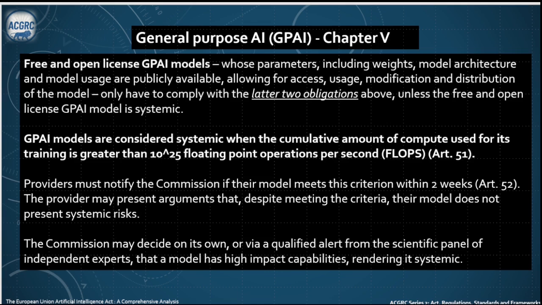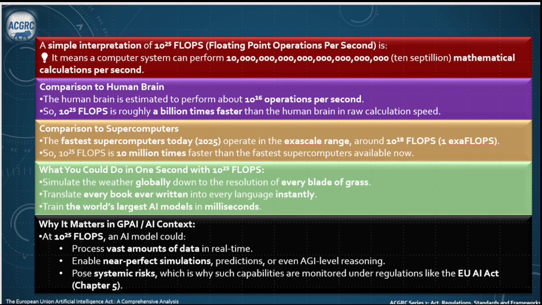Now again, why does an act have a reference to the cumulative compute power? To understand the context of 10 to the power 25 FLOPS, we'll digress a little bit off track, but it might help us understand. A simple interpretation of 10 to the power 25 FLOPS means a computer system can perform 10 septillion mathematical calculations per second. In comparison, the human brain is estimated to perform about 10 to the power 16 operations per second. So, 10 to the power 25 FLOPS is roughly a billion times faster than the human brain in raw calculation speed.